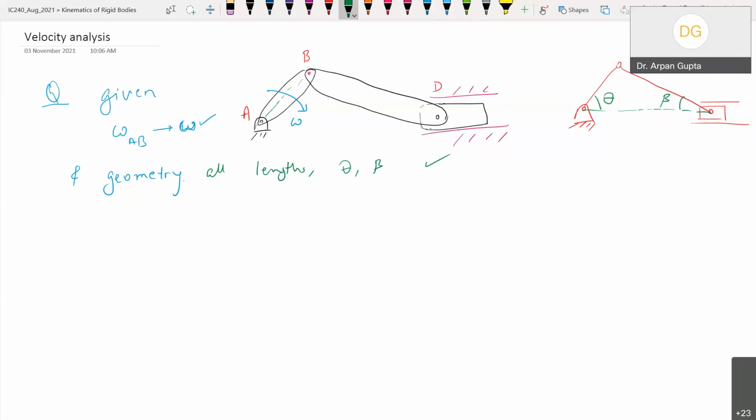So these are the given parameters, and then we want to find out the velocity of piston, or this point, which is point D, right? So we want to find what is the velocity with which this is moving, right? So that is the question.